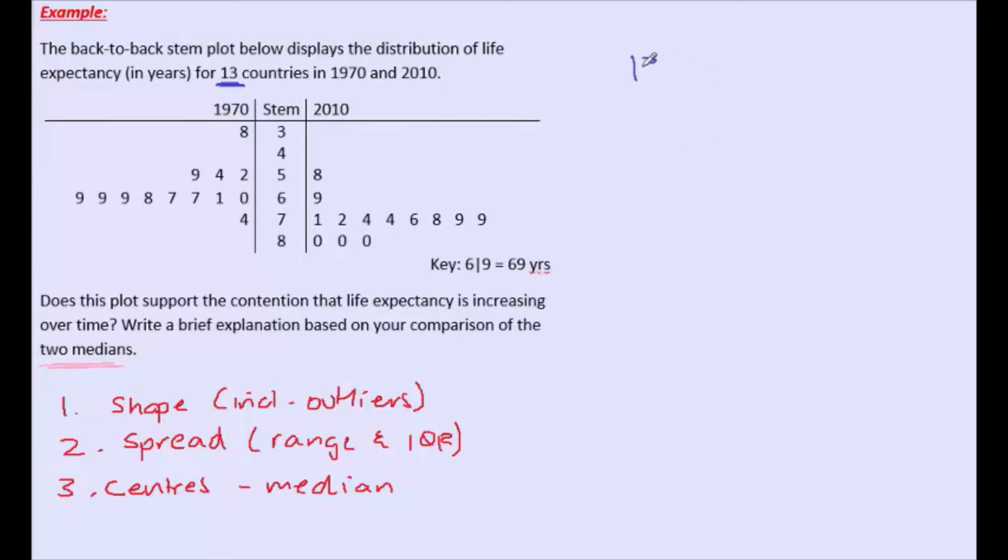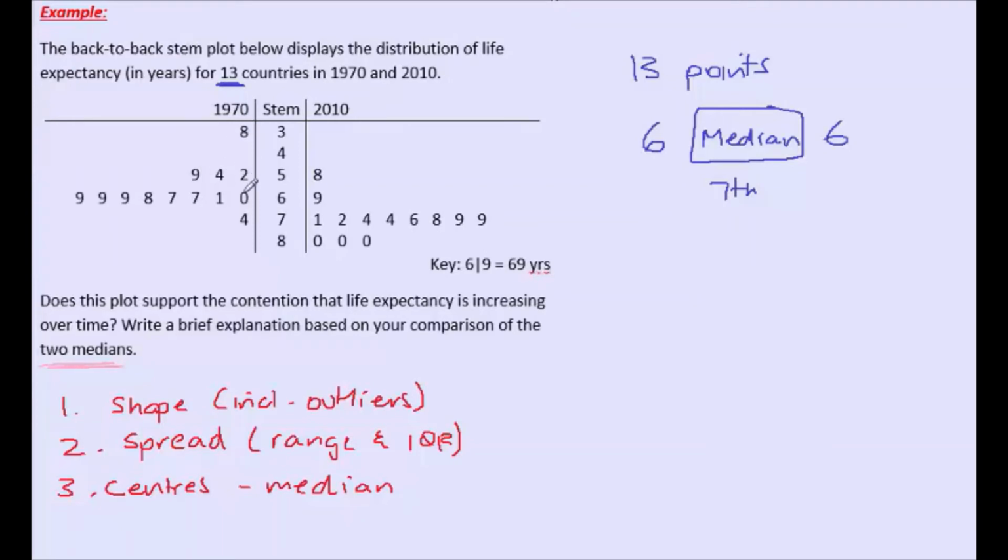So if I have 13 points, then my median will be the point, there'll be 6 points on one side, 6 points on the other side, and the median in the middle. So therefore there's 6 plus 6 is 12 plus my 1 point's the 13th. My 7th point will be my median. So let's count up and work out our median.